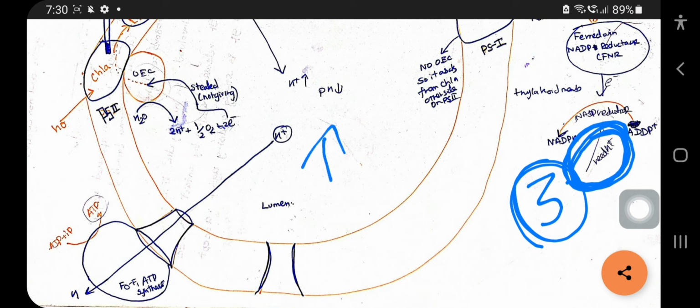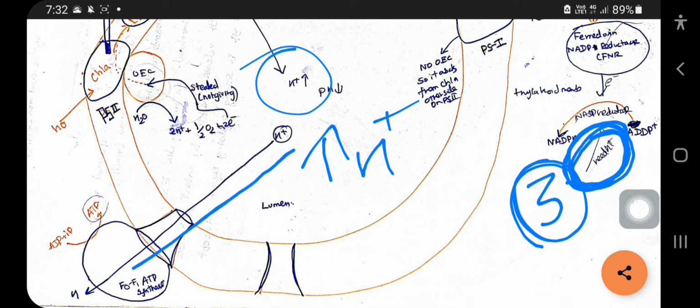So there will be abundant H plus inside the lumen, so the pH here will be very low. What is the general rule for movement from higher concentration to lower concentration? H plus will move, and this movement of hydrogen from inside the lumen outside to the stroma creates some energy. This is how the proton pump acts.